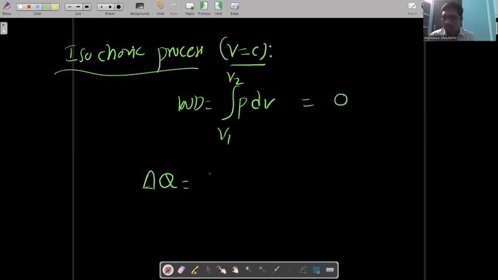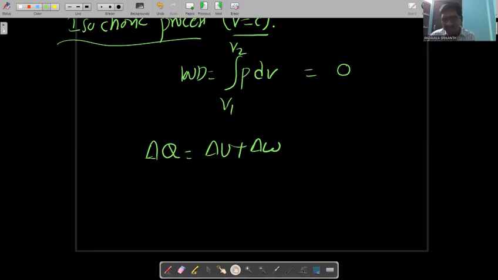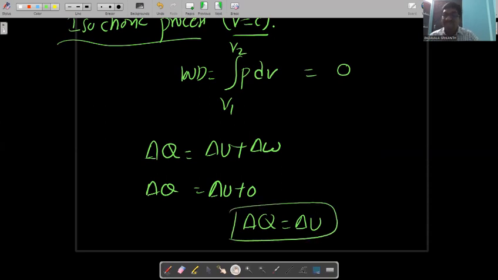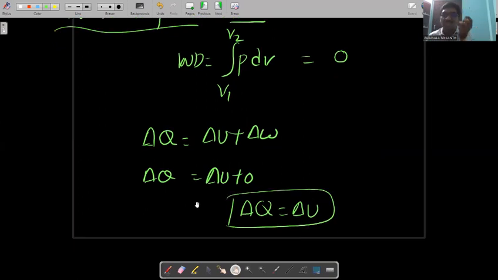What becomes the value for heat supplied? According to the first law of thermodynamics, delta Q is nothing but what? Delta U plus delta W. In this process, delta W is 0. Therefore, I can write finally delta Q is equal to delta U. Therefore, I can say heat supplied in this process will be entirely utilized in increasing the internal energy of the system only. There is no work done in this process.